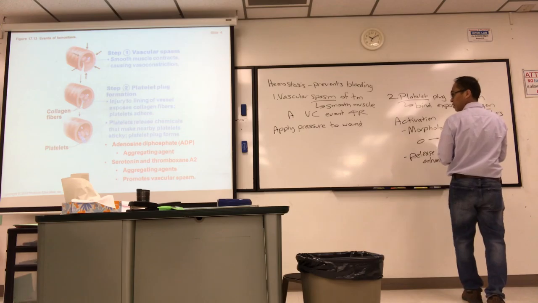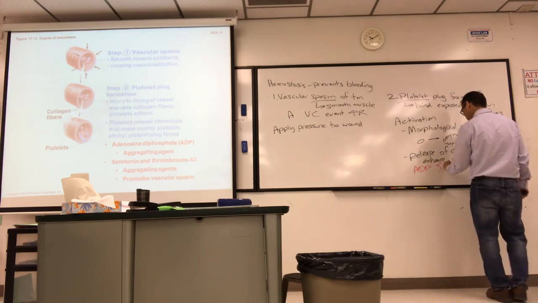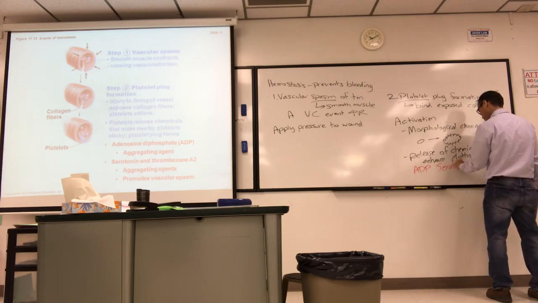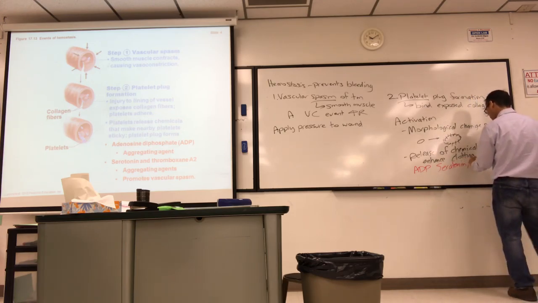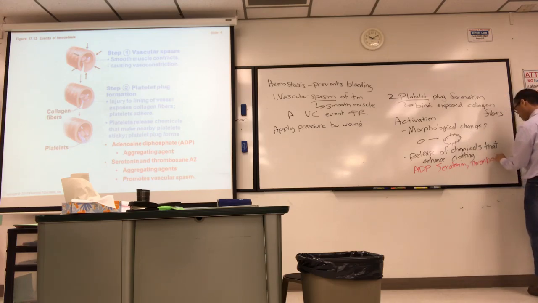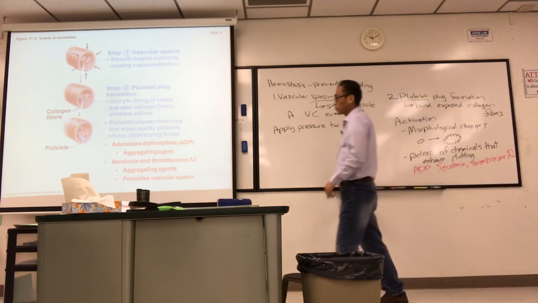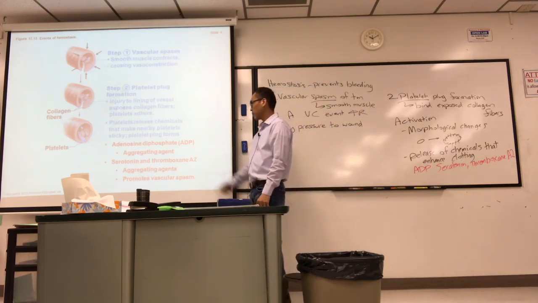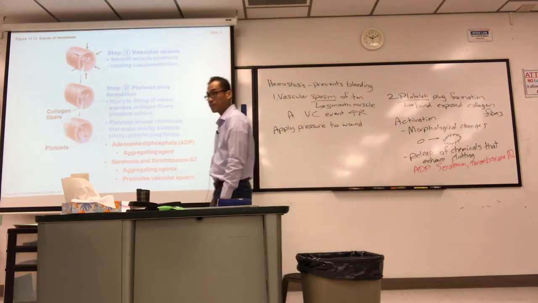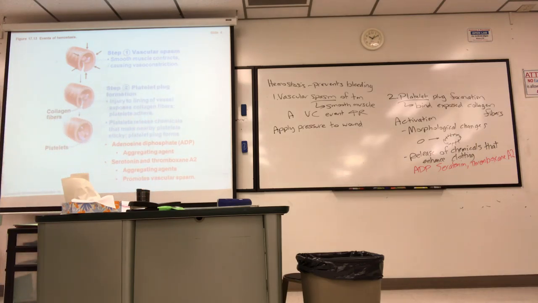ADP, serotonin, thromboxane A2. Those are the chemicals that help, well, you can see it says on the slide. They promote aggregation, and they promote more vascular spasm. They help the clotting process, and they help stop the bleeding.